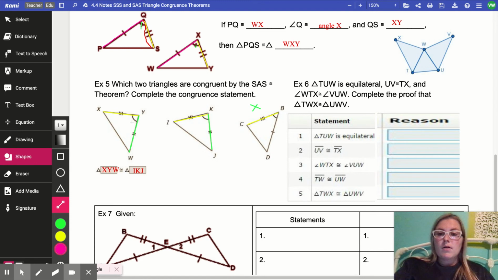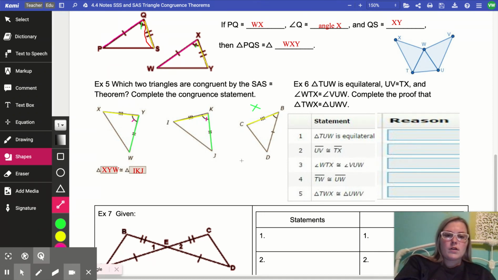Well, okay, this angle right here has 1 arc mark. Oh, so does this one. There's no arc marks with a tick mark or anything. So both of those angles are congruent, which means that XYW is congruent to IKJ by side, angle, side.